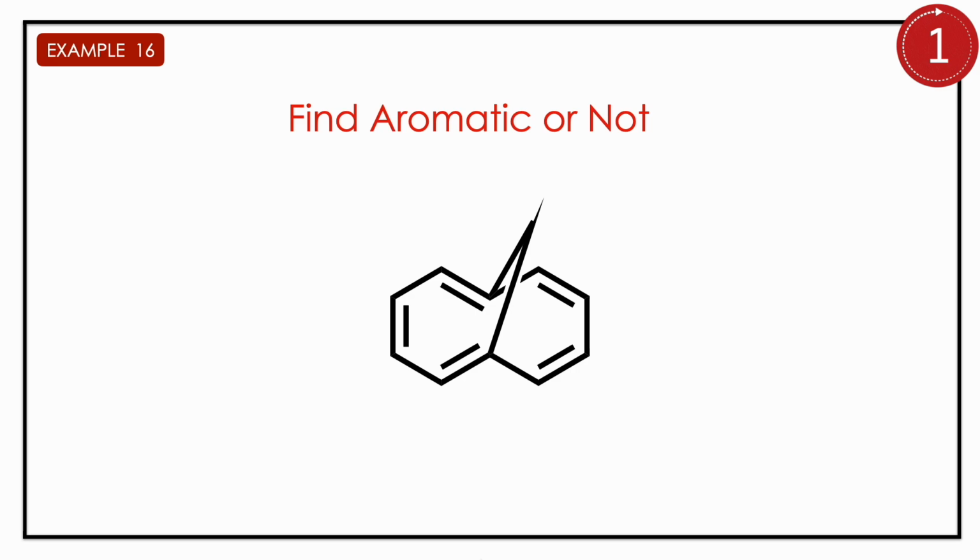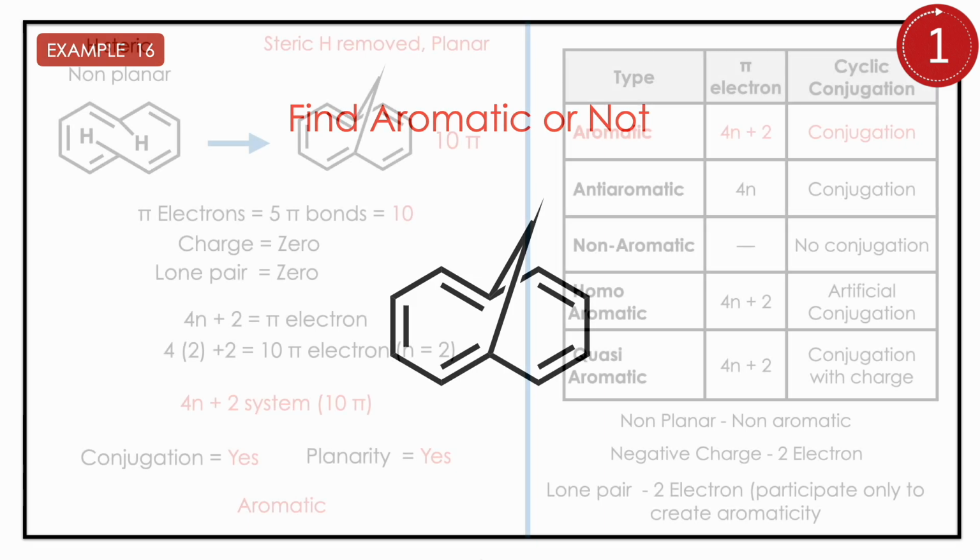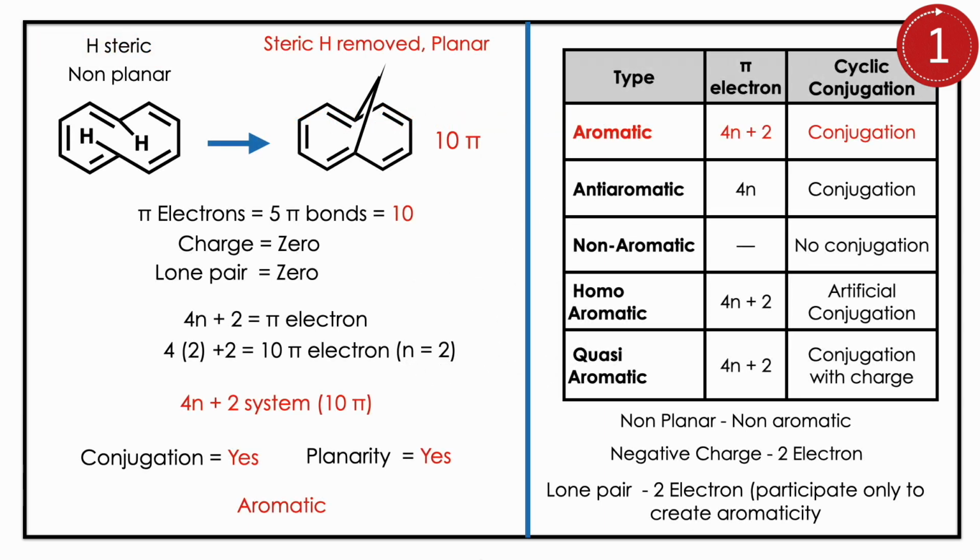Then the next example, you have a 10 carbon system with one bridged carbon, 5 bonds are conjugated. You should find whether the given compound is aromatic or not. Here, normally without the bridged carbon, the system is sterically strained and non-planar. To remove the steric hydrogens, the carbon position above the plane removes them. So the steric hydrogens are removed by CH2, so it gains planarity. If you count pi bonds, totally 5 pi bonds equal 10 pi electrons. No charges, lone pair also 0, so 10 pi electrons is a 4n plus 2 system where n is 2. So 10 pi electrons, conjugation and planarity mean the given compound is aromatic.